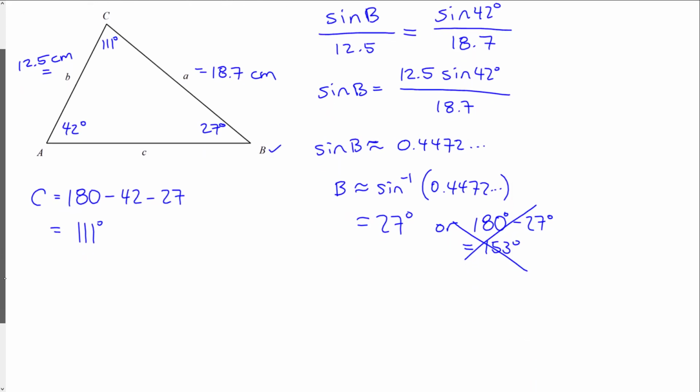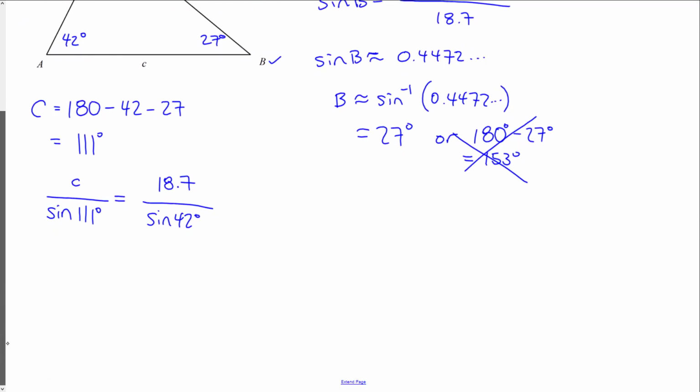And now we just need to figure out what side C is. So side C we can come up with by doing, say, C divided by the sine of 111 degrees is equal to 18.7 divided by the sine of 42 degrees. So C is going to be 18.7 sine of 111 over the sine of 42.